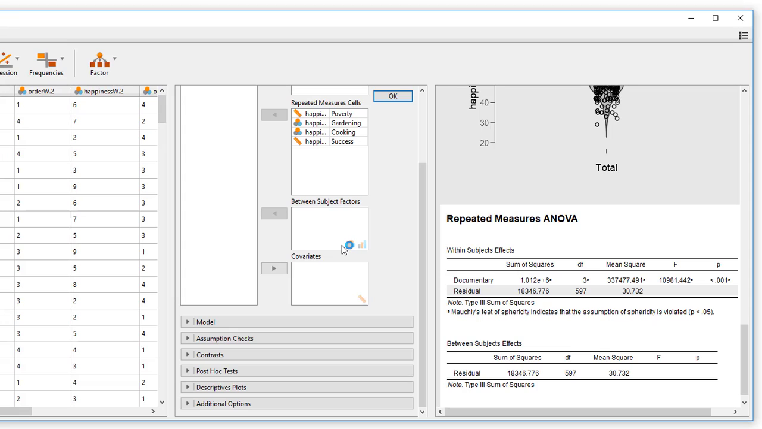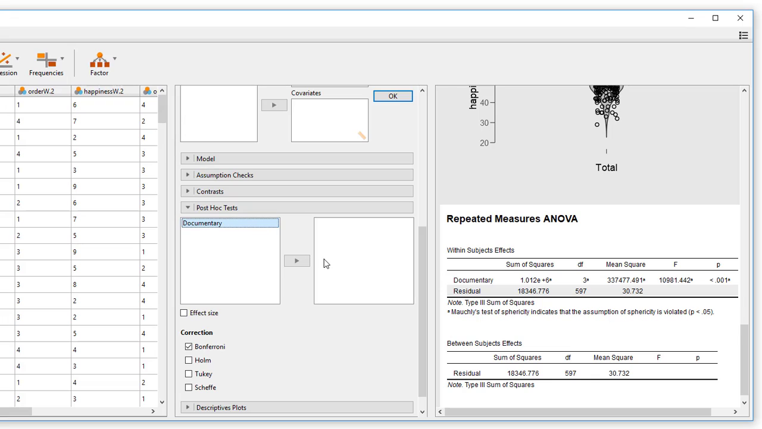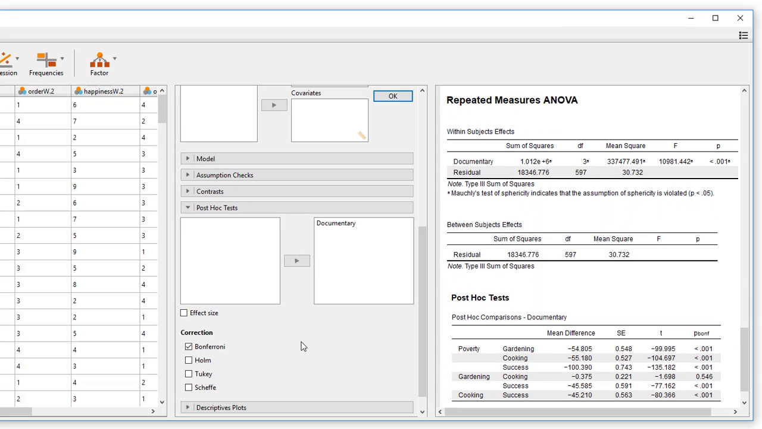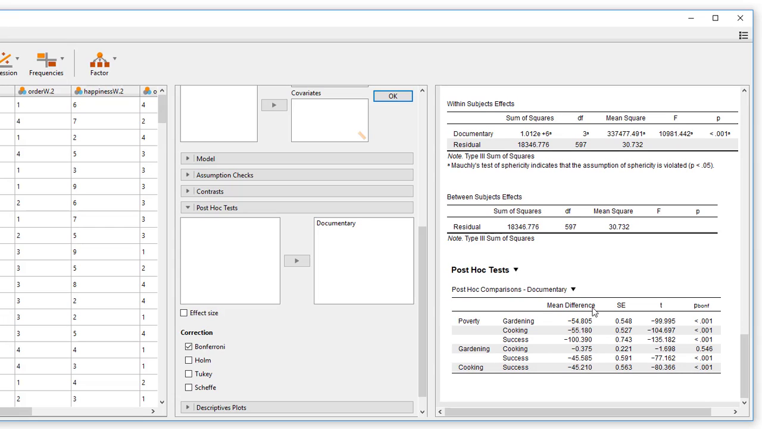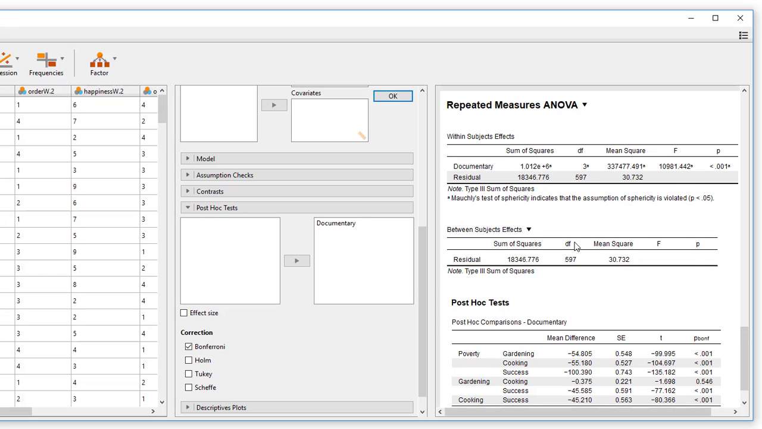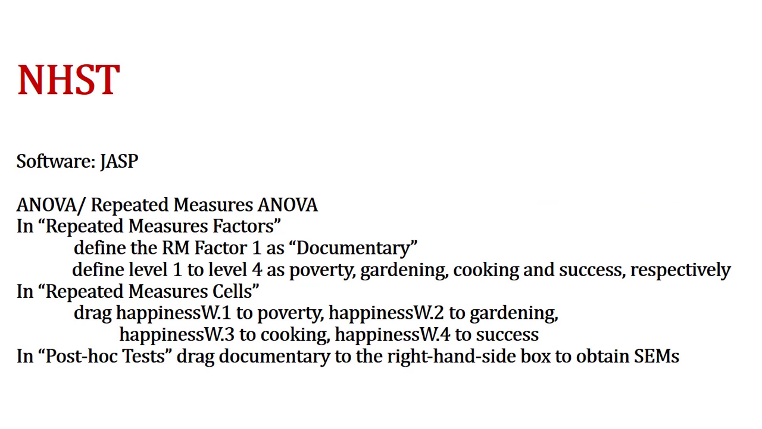And also I said I'm going to show you in post hoc tests. We put documentary on the other side, and here we have the mean differences with the standard error. So that's the other way of obtaining the standard error, to calculate the 95% confidence interval of the differences. Okay, but this is for null hypothesis testing. This is what matters, and I have it in the slide.